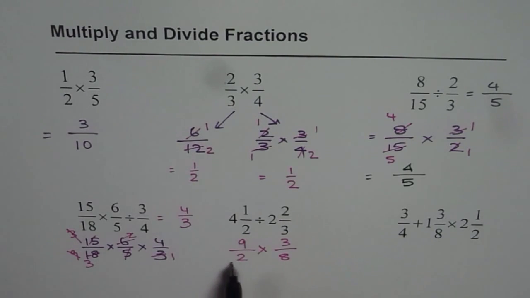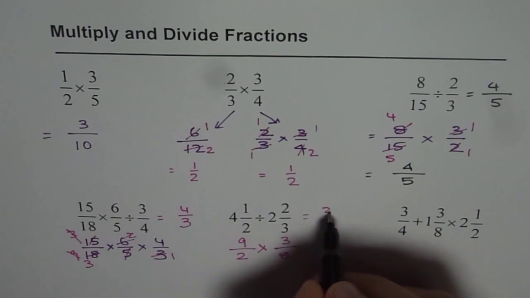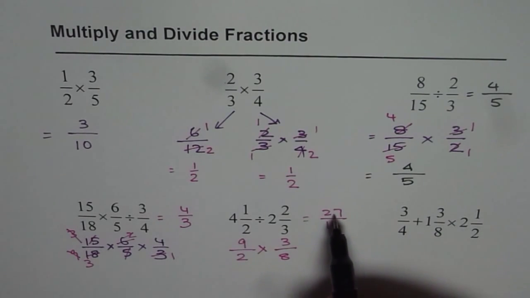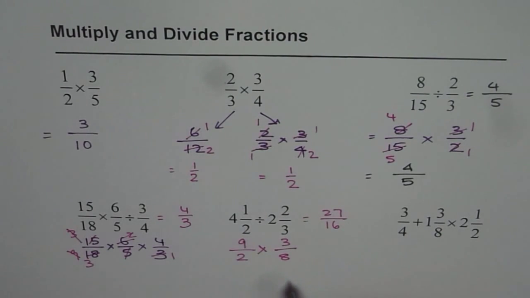So now you can multiply. There's no simplification which can be done at this stage, right? So let's multiply, write down our answer, which is 27 over 16. It may be a good idea to convert this to mixed fractions.